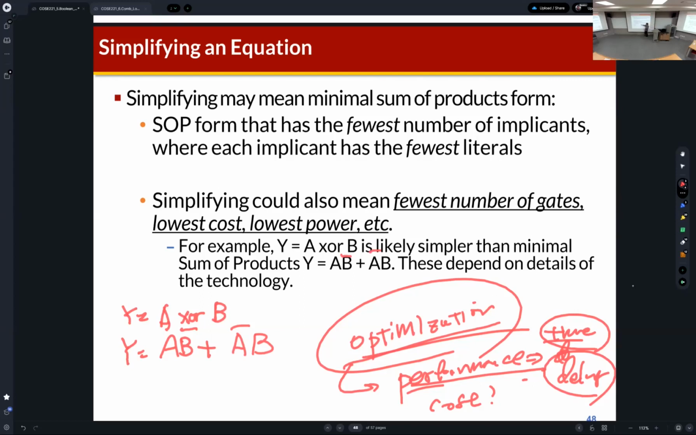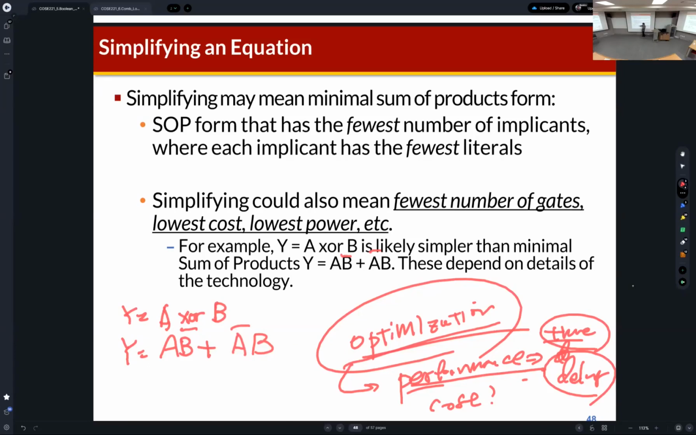Actually, this is the same equation. A exclusive OR B, and then A B bar, or A bar B. So these equations are actually the same equation. What is equivalent? This equation uses only one gate, exclusive OR gate, and then usually an exclusive OR gate includes 4 transistors.